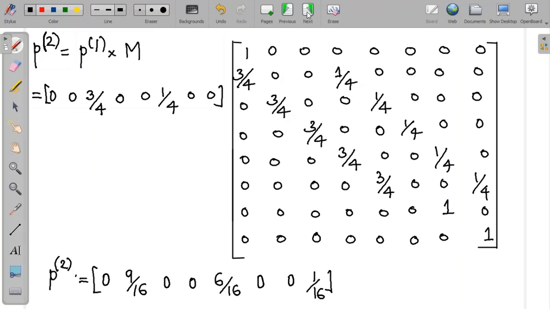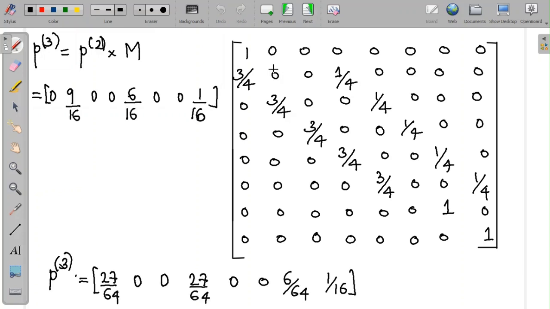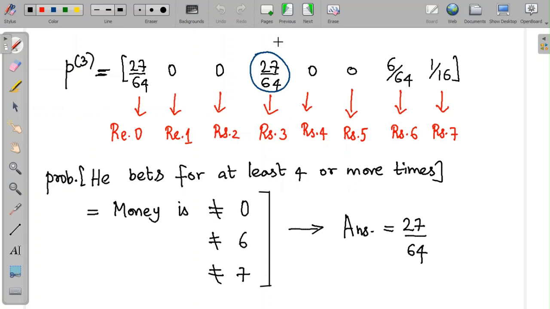So we go to the next time step, which is P3. We know P3 is P2 times M. So P2 is the answer we just obtained. Multiplying P2 and M, we get another 1 by 8 matrix with 27 by 64, a couple of zeros, 27 by 64 again, followed by a couple of zeros, 6 by 64, and 1 by 16. Now this helps us arrive at the required answer. So at the end of 3 time steps, these are the answers we have.